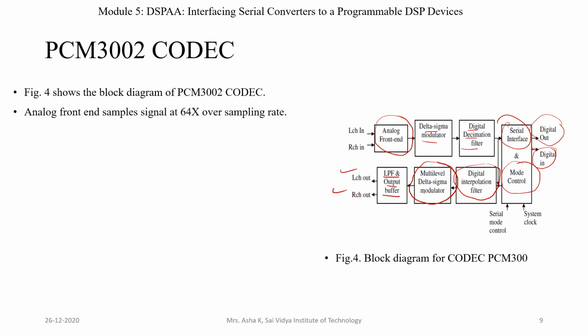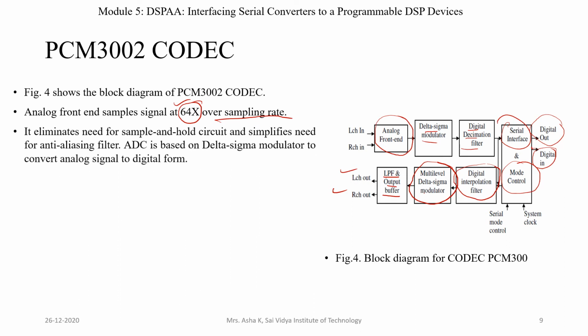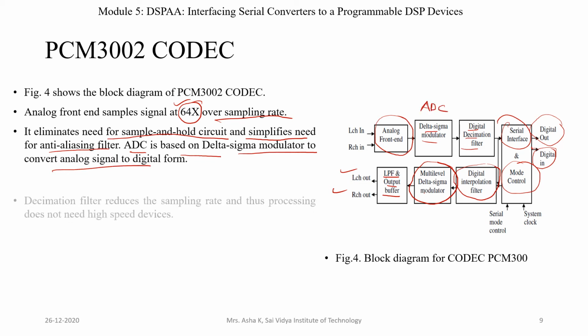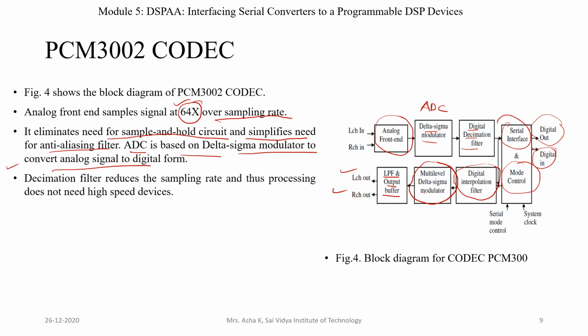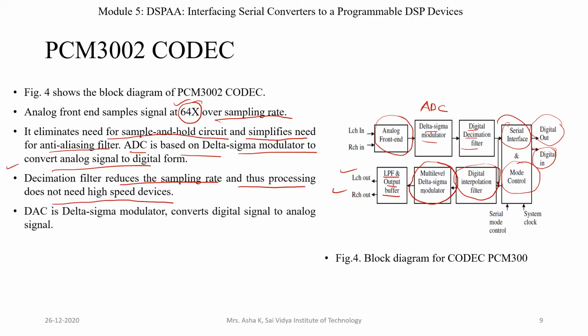The analog front end samples the signals at 64x oversampling rate. It eliminates the need for a sample and hold circuit and it simplifies the need for an anti-aliasing filter. The ADC is based on a delta sigma modulator to convert the analog signal to a digital format. The decimation filter is basically used to reduce the sampling rate, so processing does not need high speed devices.